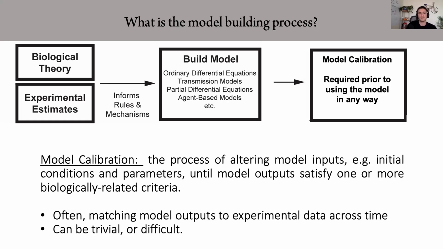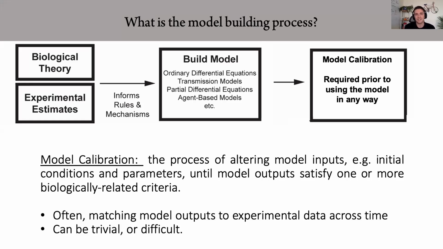So what is model calibration? Formally, it's the process of altering model inputs, such as initial conditions or parameters, until the model outputs satisfy one or more of your criteria. And often for us, that's matching the model outputs to experimental data sets that are time series. So they show different data points across time.